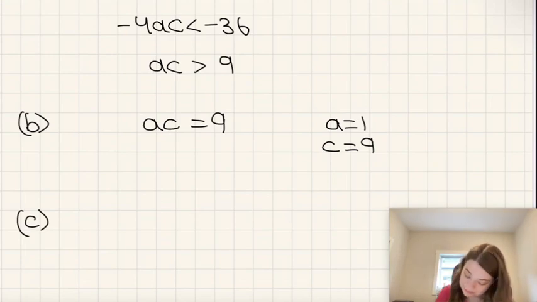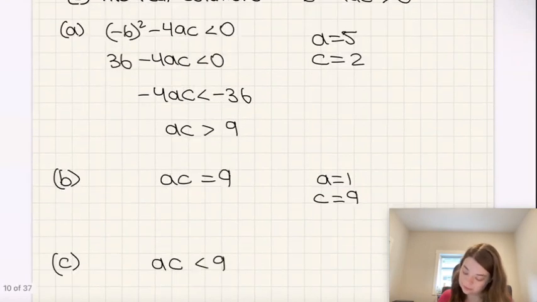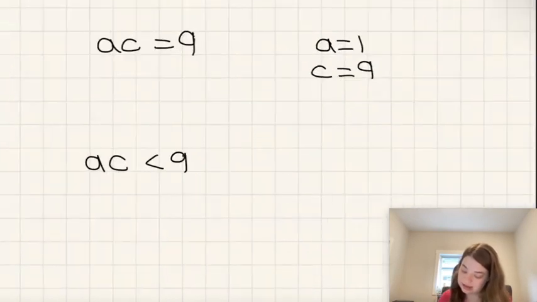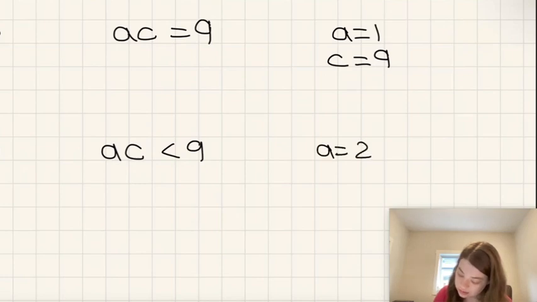Okay, and then for c, a times c must be less than 9, because b squared minus 4ac must be greater than 0 for there to be two real solutions. And so therefore, a times c must be less than 9. So any a and c value we pick is fine as long as they multiply to something less than 9. So I'm going to say a is 2 and c is 3, because 2 times 3 is 6, and that's less than 9. I wrote b, sorry, this should be c. Any a and c values that multiply to something less than 9 are acceptable here.